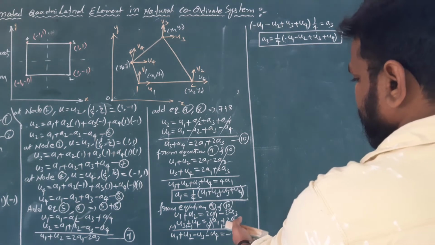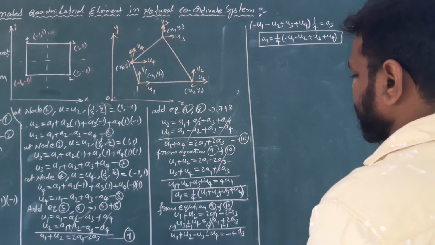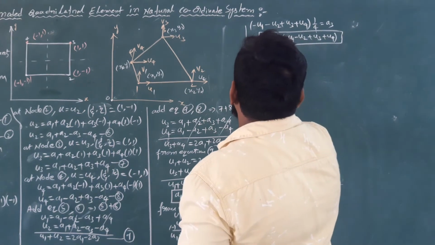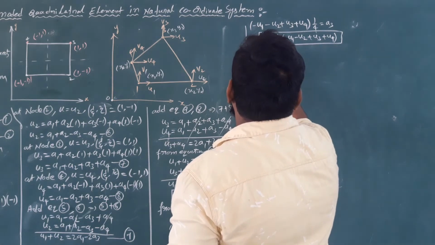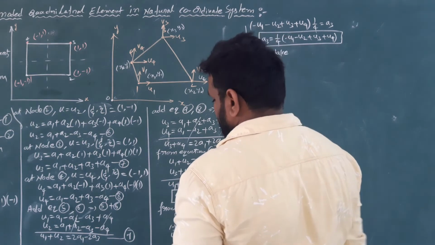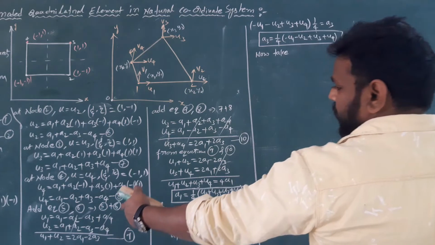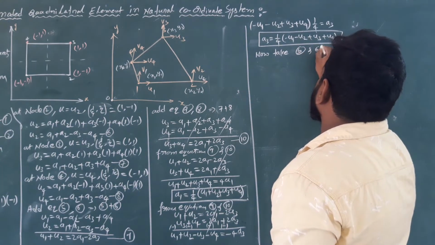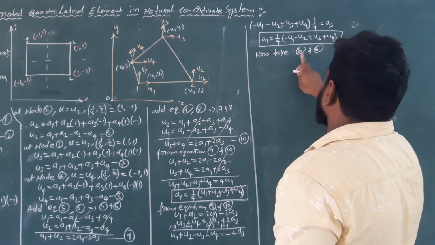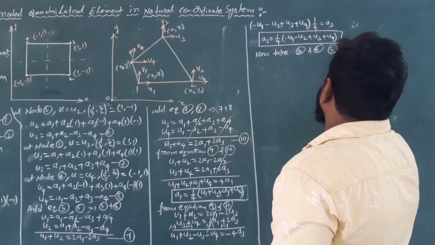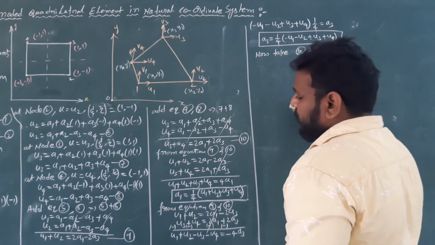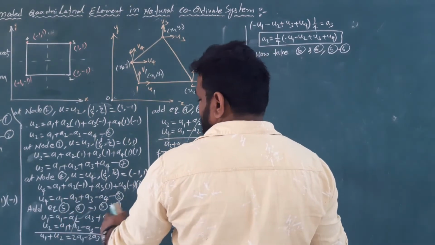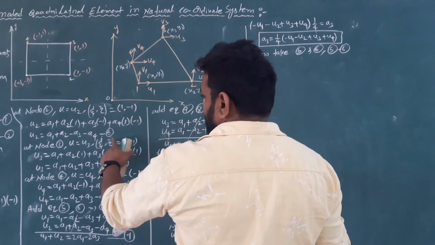Two a3. So we got now take equations 5 and 6, that is subtract, 5 minus 6. Okay, so subtract the 6th equation from the 5th equation. The 5th equation is right here.